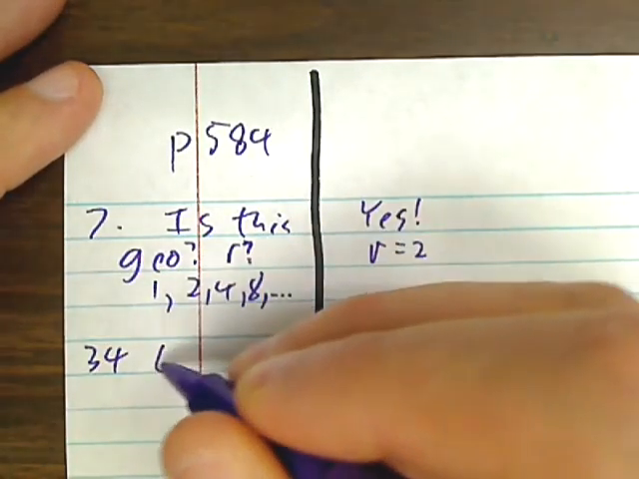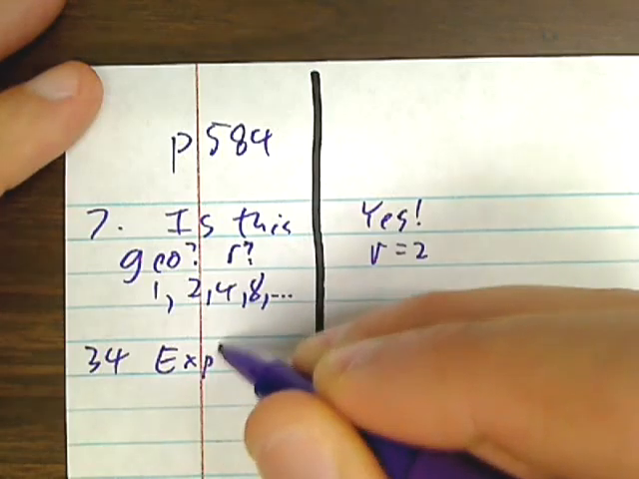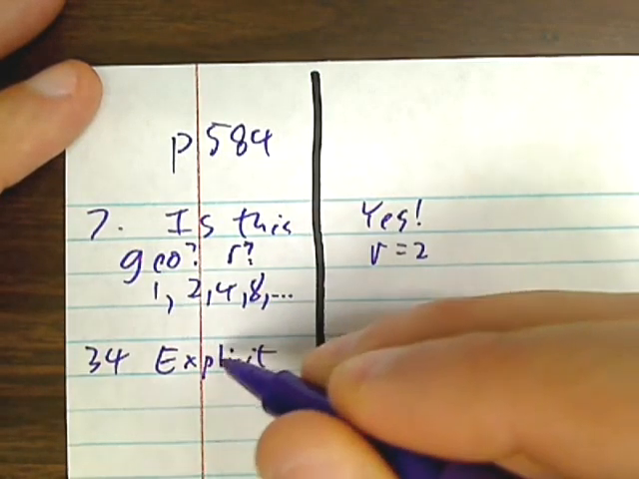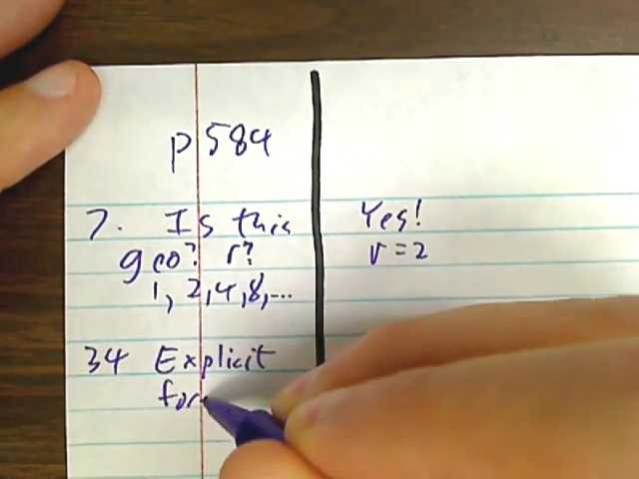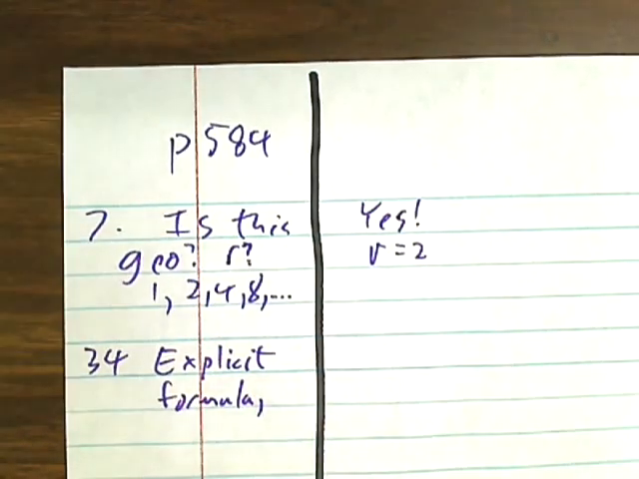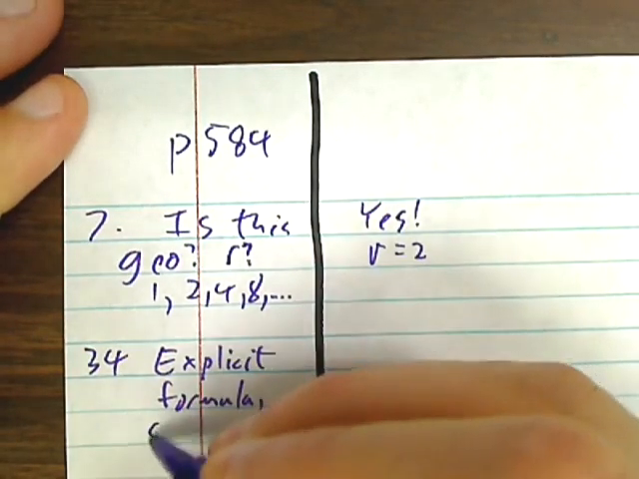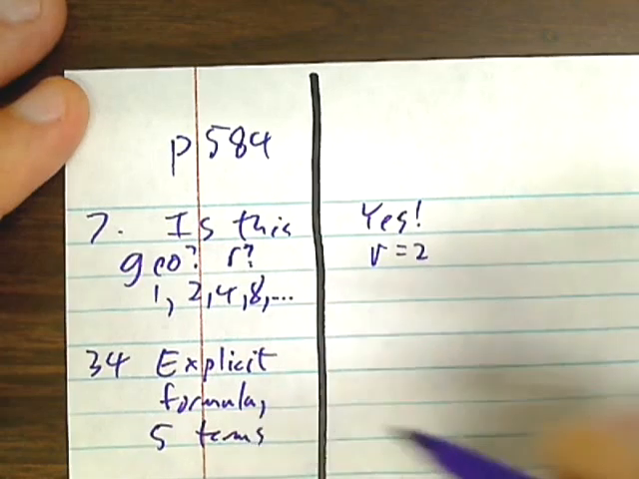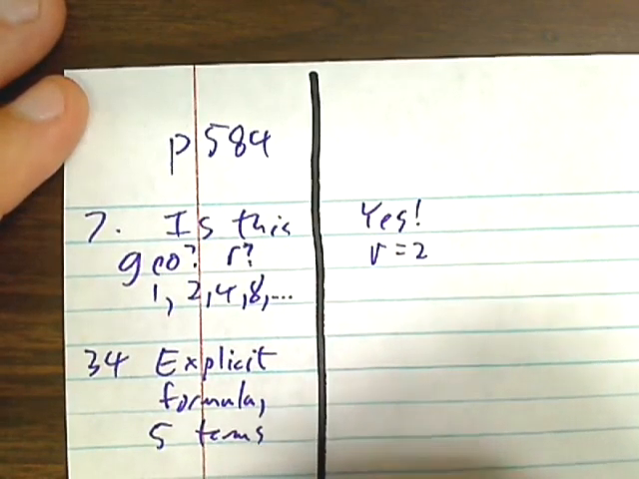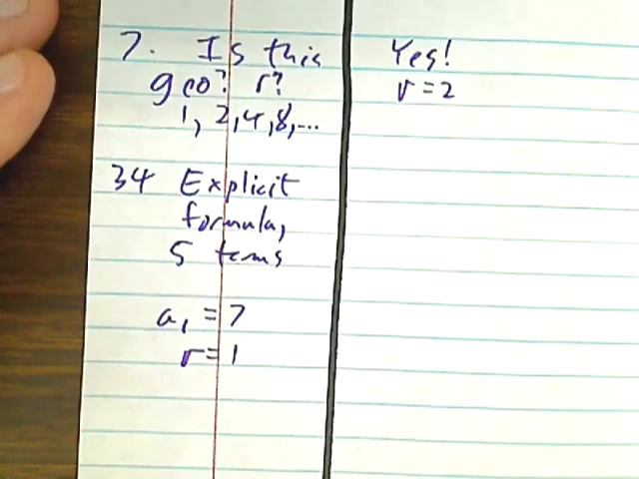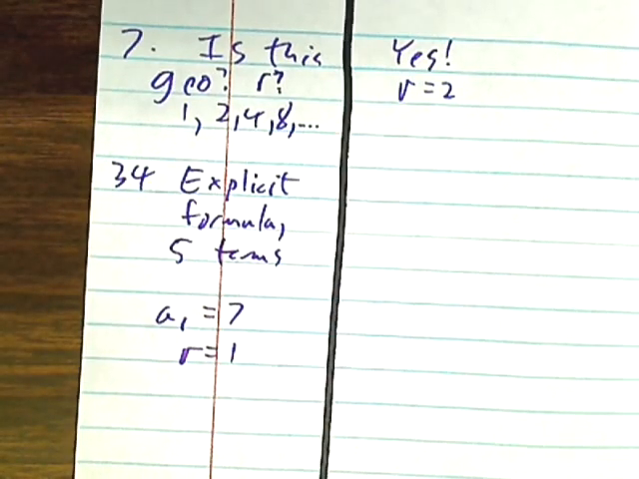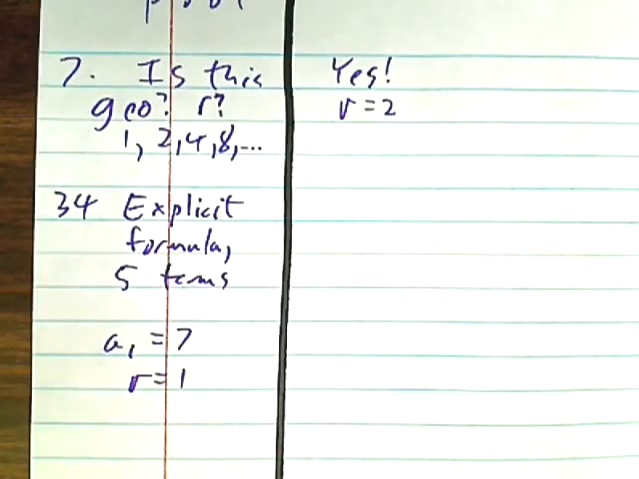So for 34, we need to write the explicit formula and the first 5 terms. A1 equals 7 and r equals 1. Go ahead and do that. Write an explicit formula and write the first 5 terms. And this is a little special, so don't worry if it looks kind of silly. Go ahead.